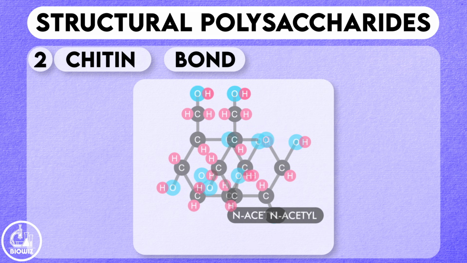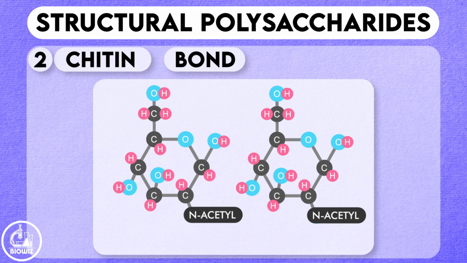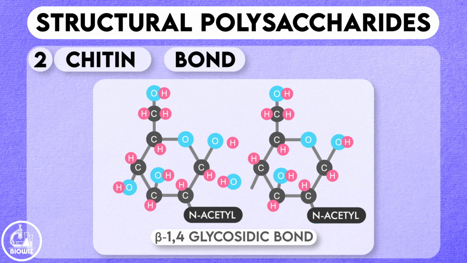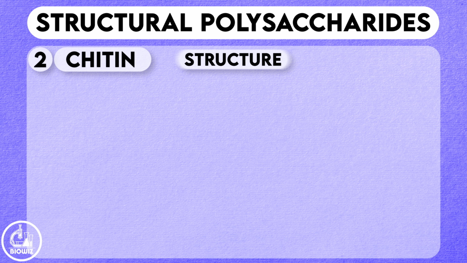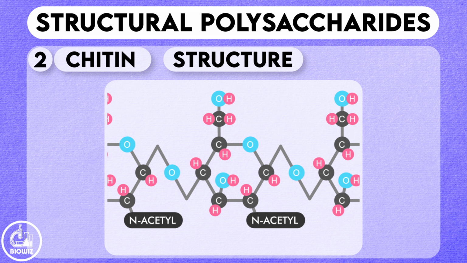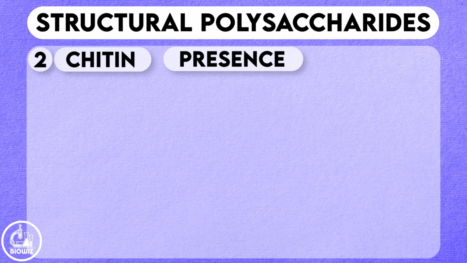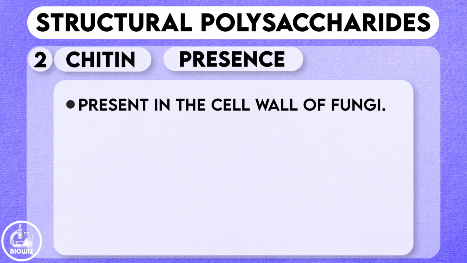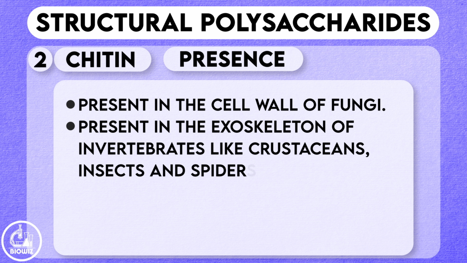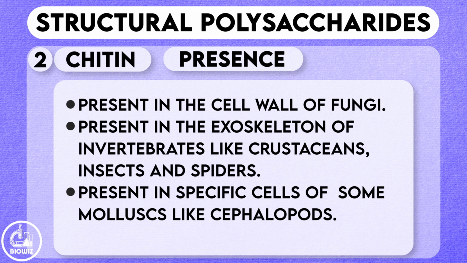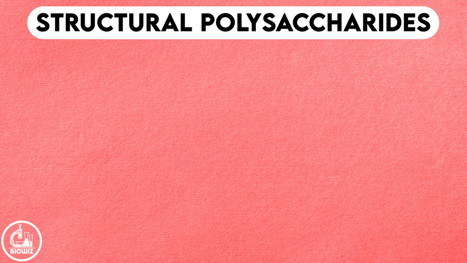The bond formed between adjacent NAG units is beta-1,4 glycosidic bond as in case of cellulose. The resulting structure is again a straight chain molecule which can be arranged either parallelly or antiparallelly to form fibrils. Chitin is a major component of most of the fungal species cell wall and is also found in the exoskeleton of insects and crustaceans. The last structural polysaccharide we will be discussing is peptidoglycan.